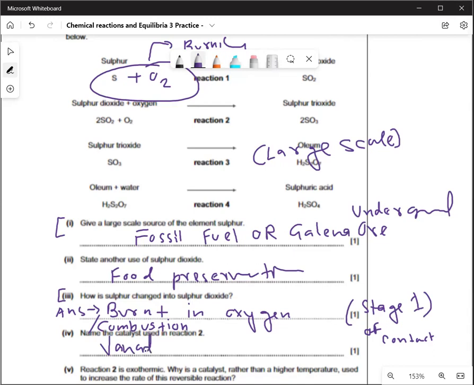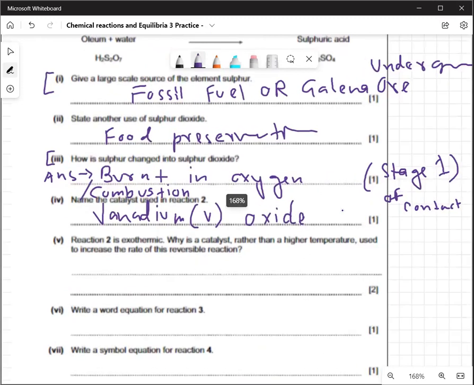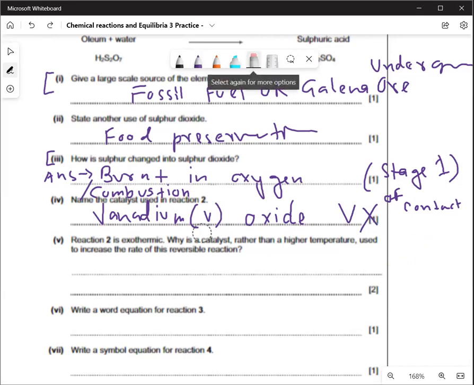Vanadium oxide. What is the whole thing? Vanadium 5 oxide. Have you written this? Yeah. Vanadium 5 oxide. Is that in your notebook? Vanadium 5 oxide. That's the answer. Not V. That's wrong. Let's say V oxide or vanadium oxide. Vanadium 5 oxide. This is the exact answer.